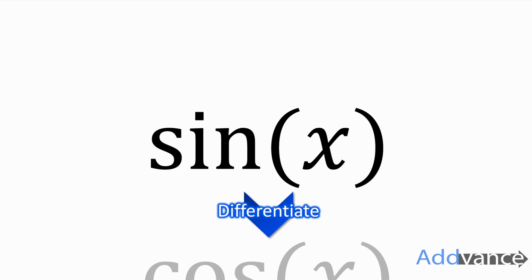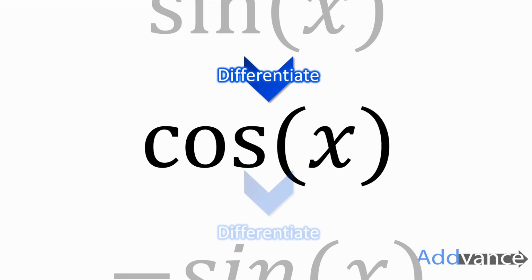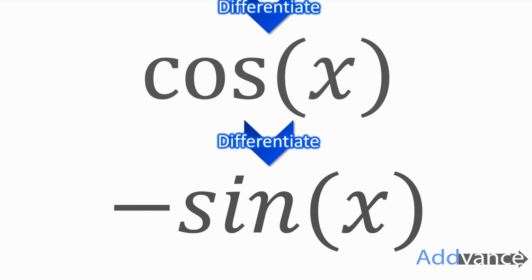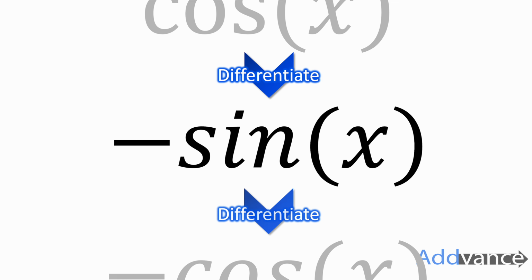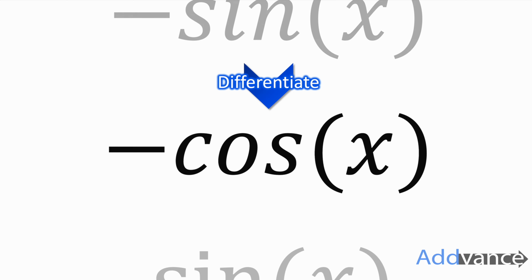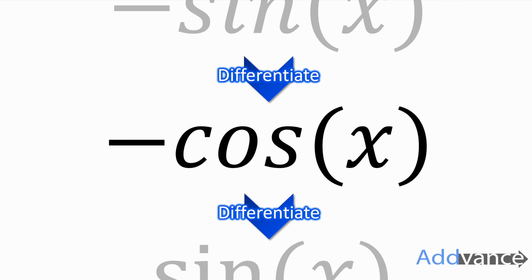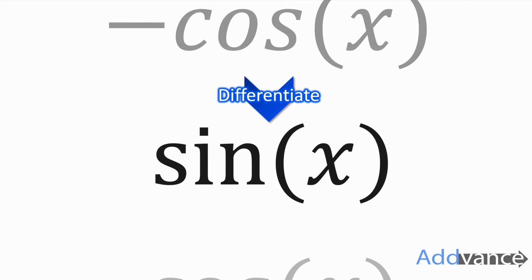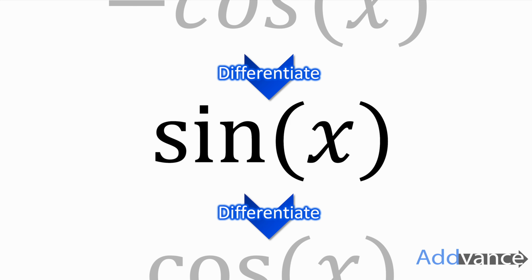Let's start with differentiating sine of x. If you differentiate sine of x, you get cos of x. This differentiates to minus sine of x, which differentiates to minus cos of x. And now, minus cos of x differentiates to sine of x. We've gone back to the start.